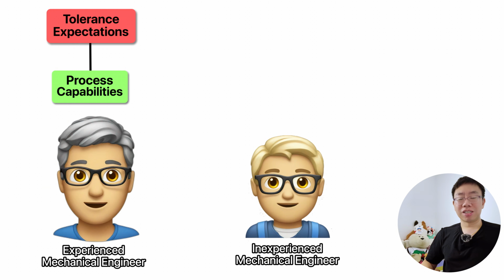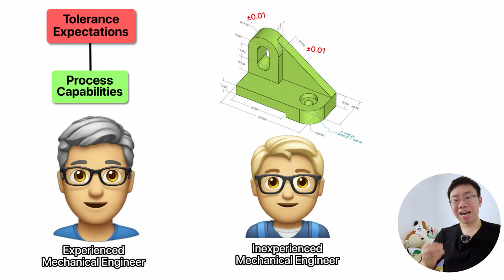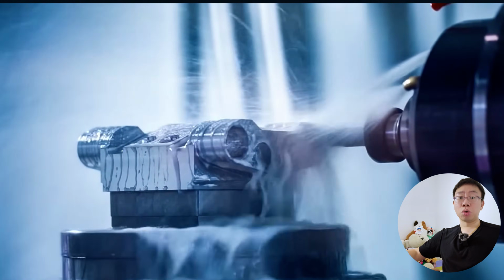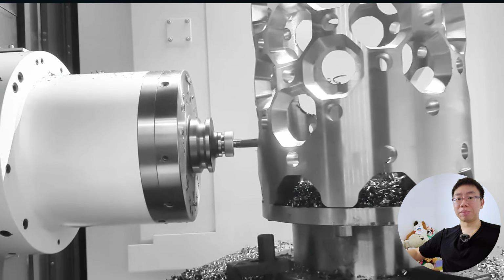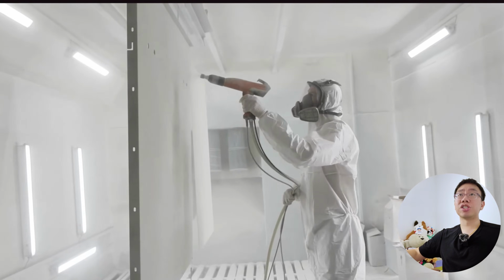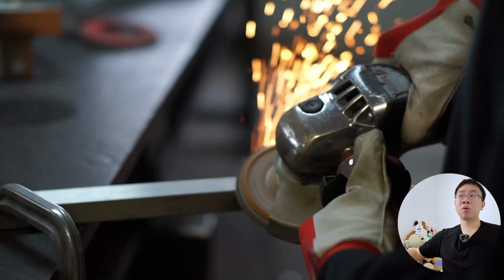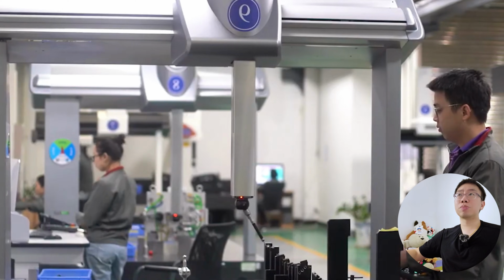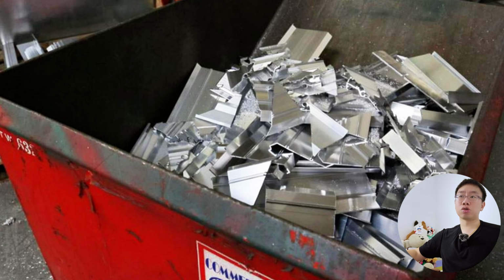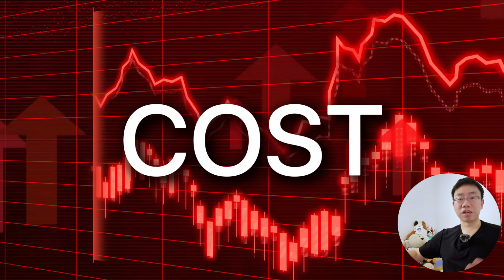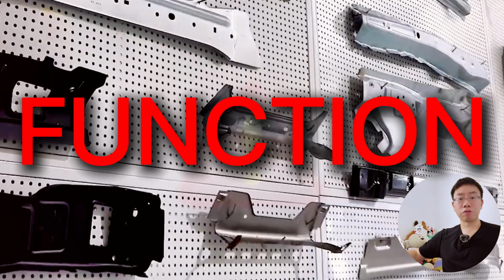A common rookie mistake is to apply extremely tight tolerances to every dimension, thinking that it improves quality. In reality, that's one of the fastest ways to make a design unmanufacturable. Tighter tolerances don't just increase machining time. They can also require additional finishing operations like grinding or honing, precision fixturing, 100% inspection, and higher scrap rates. Costs rise exponentially, often with no improvement to function.